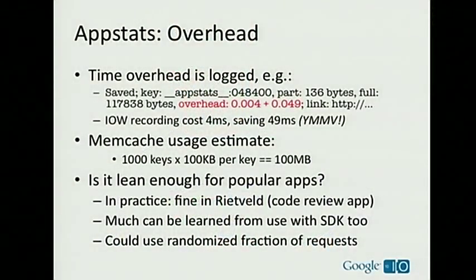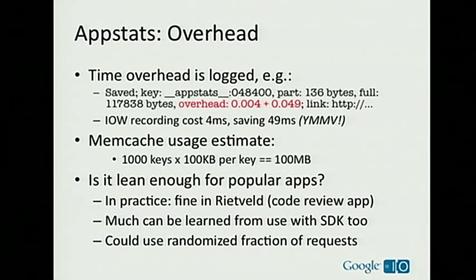So if we store 1,000 keys, and a typical key stores about 100 kilobytes of data, that would be 100 megabytes. In the grand scheme of memcache, I wouldn't call that a drop in the bucket, but it's certainly not very much. The typical amount of memcache data that you're allowed to have is much larger than that.